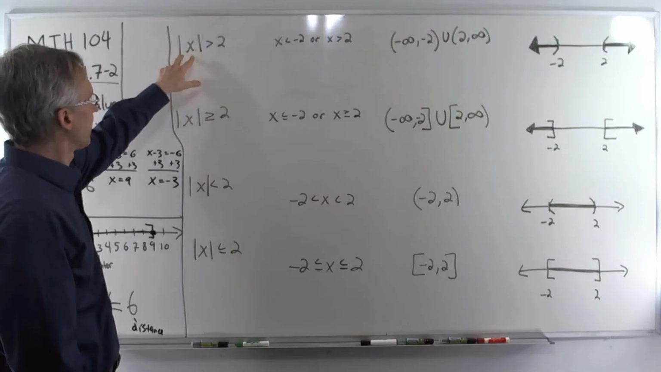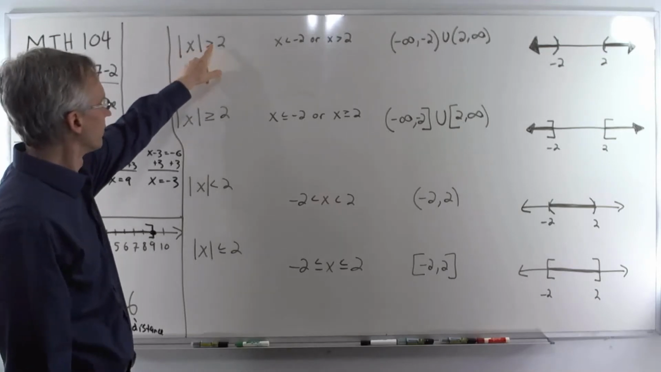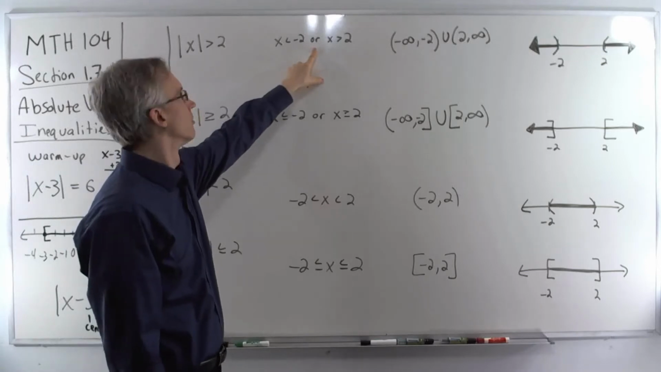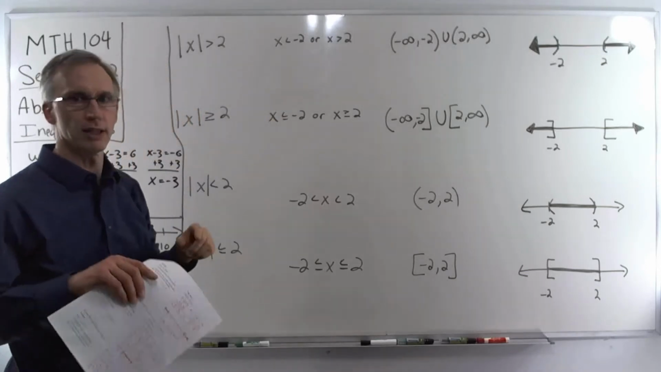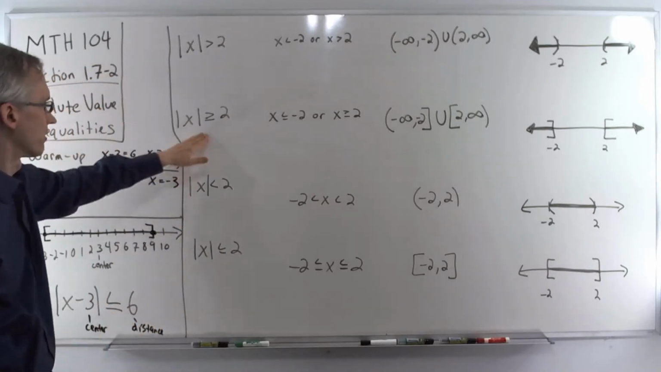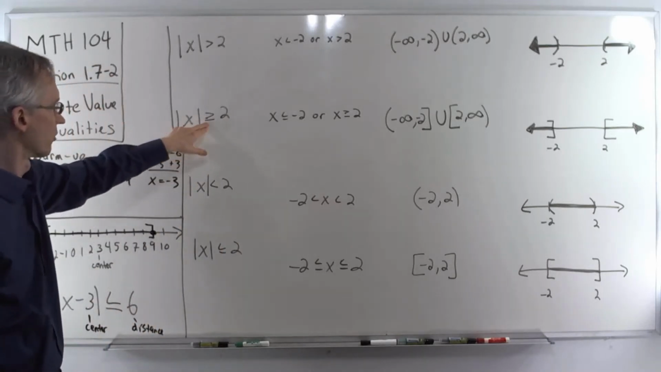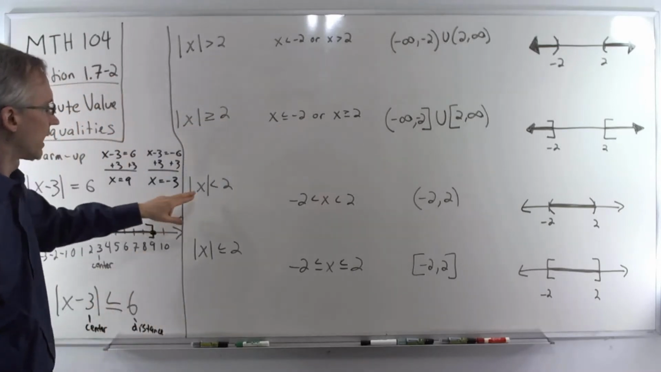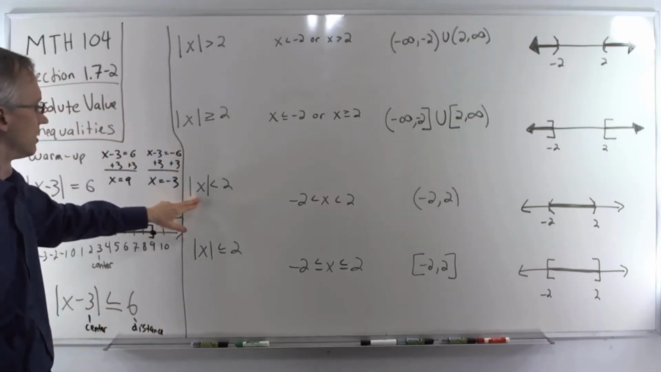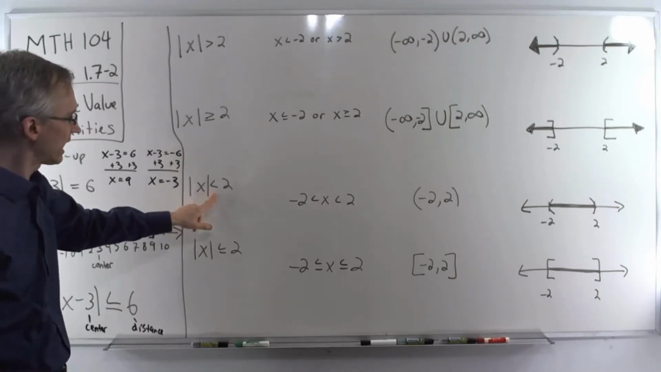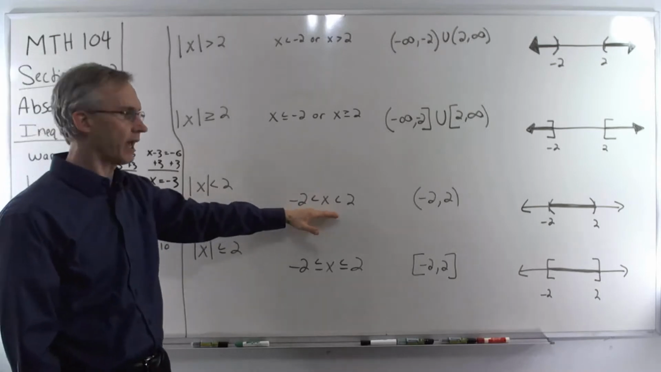Now, when you have the absolute value is greater than the number, then it turns into an OR inequality, because we're talking about points that are at least 2 away from 0. Same thing here. This is greater than the number, so it's an OR inequality. Now, this means within 2 of 0. So when you have the absolute value is less than 2, that becomes an AND inequality.